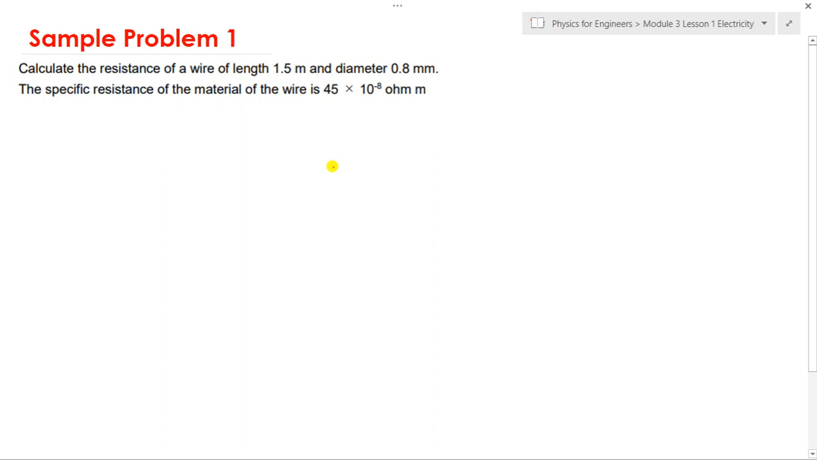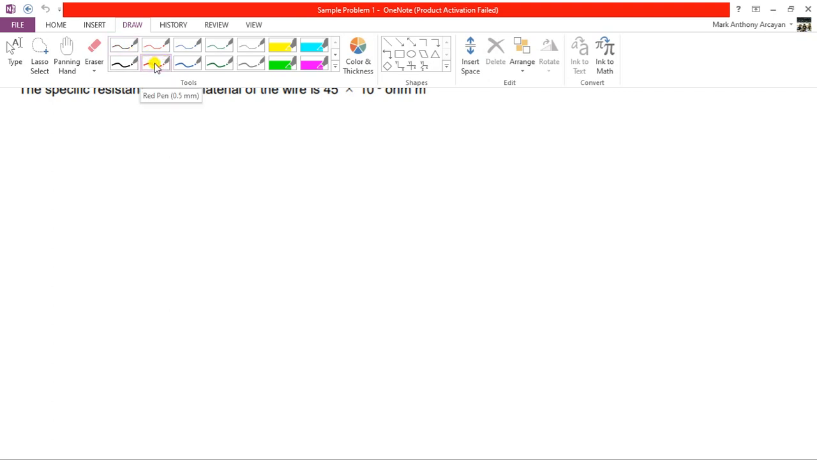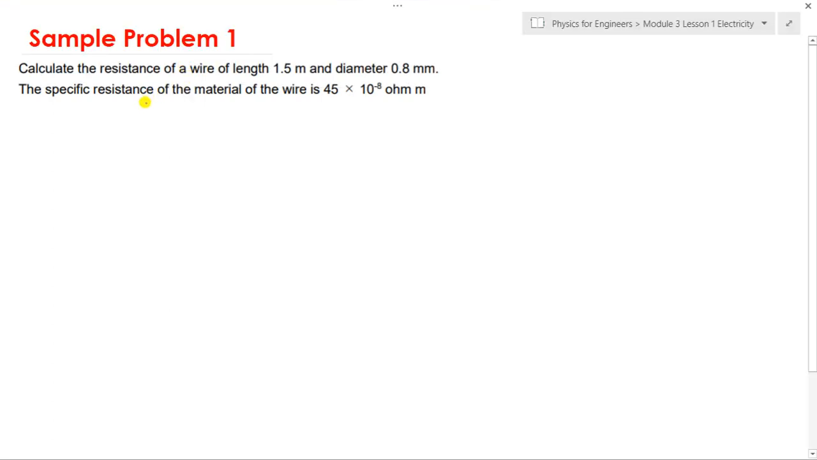So let's proceed. So this one, problem number 1 for resistivity. So here, calculate daw the resistance of a wire of length 1.5 meters and diameter of 0.8 millimeters. The specific resistance of the material of the wire is 45 times 10 to the power negative 8 ohm meter. So again, I put kahadlok aning usam ning specific resistance here. Actually, this is the other term for resistivity. Resistivity ra gyapon na siya.